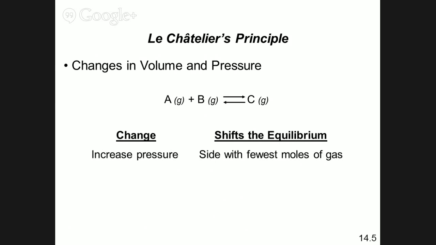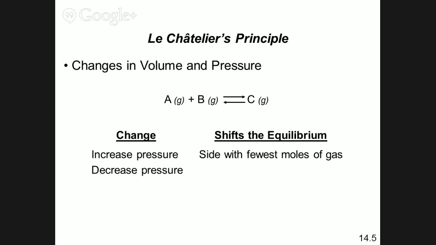In the example here, since there are no numbers, it's automatically 1. I have 2 moles on the left, 1 mole of A, 1 mole of B. I have only 1 mole of C. So if I increase the pressure, this one's going to mean make more C, because there's fewer moles of C, fewer things to come in contact with each other, and it's going to decrease the number of moles of A and B. So it's going to shift in that direction.